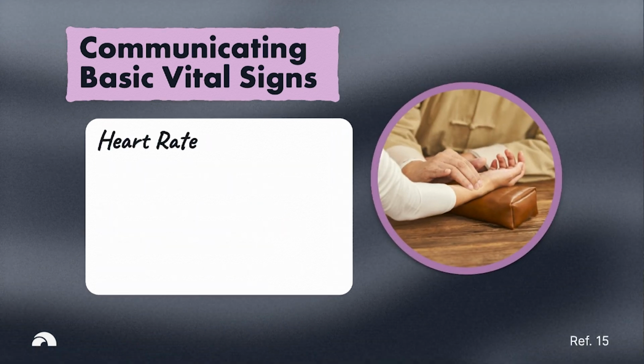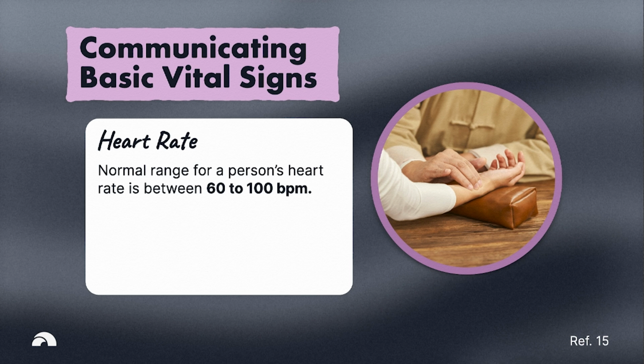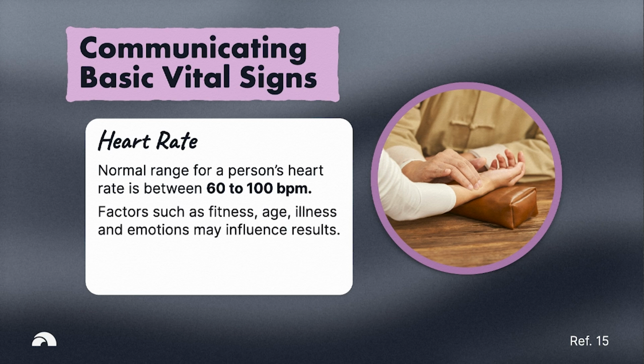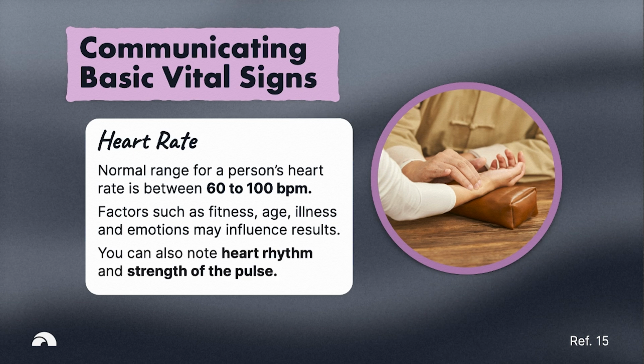Heart rate. The normal range for a person's heart rate is between 60 to 100 beats per minute. This result may be influenced by factors such as fitness level, age, illness, and emotions. When measuring heart rate, one can also note heart rhythm and strength of the pulse.